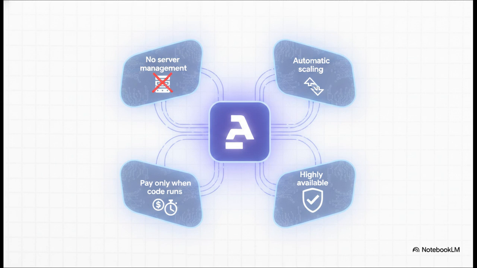Third, and this is a vital billing benefit to remember, you pay only when your code runs. You're charged based on the number of requests, the memory you allocate, and the exact execution duration in milliseconds. If your code isn't actively running, you pay $0 for compute. And lastly, it's highly available by design.